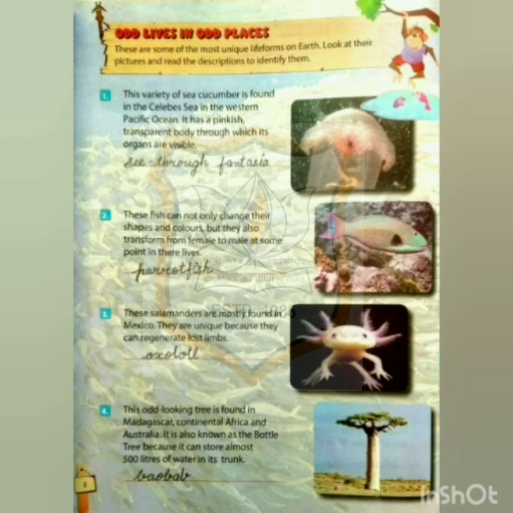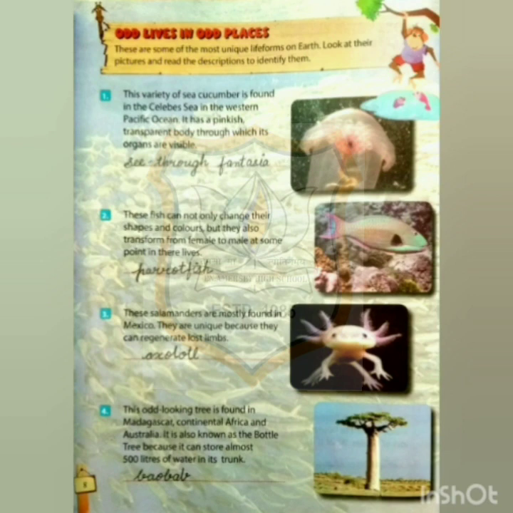Number 3. These salamanders are mostly found in Mexico. They are unique because they can regenerate lost limbs. So you can see here salamanders. Salamanders means lizard-like amphibians. Here the picture is given of a salamander.